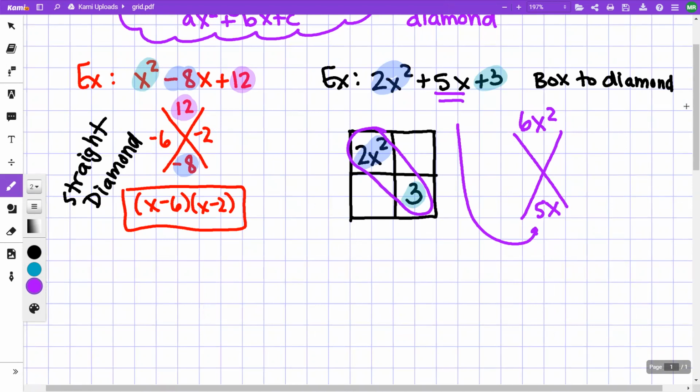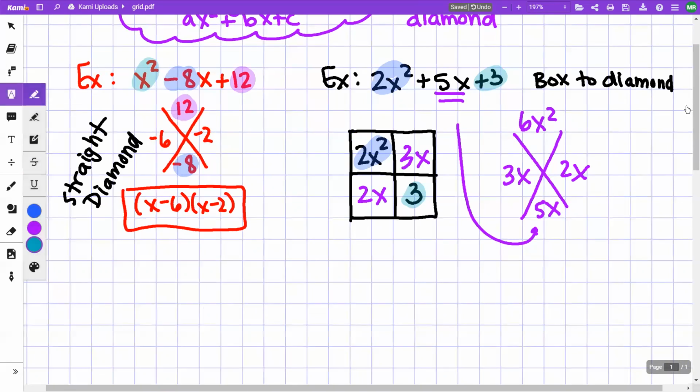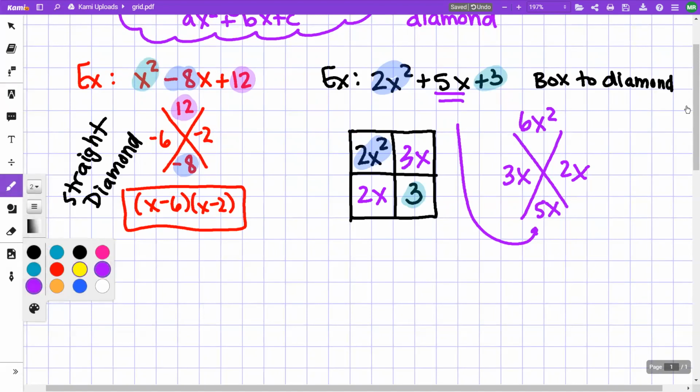So what multiplies to a 6x squared and adds to a 5x? A 3x and a 2x. So I'm going to put a 3x and a 2x. It doesn't matter which one goes where. And then what I want to focus on is what multiplies to get us the 2x squared. Now that's going to be a 2x and an x. Now, if I put the 2x here, will it multiply and give me a 3x? Not nicely. So I don't want that. So I'm going to put the 2x here, because the 2x will multiply nicely and get me the 2x. So 2x there, x here.